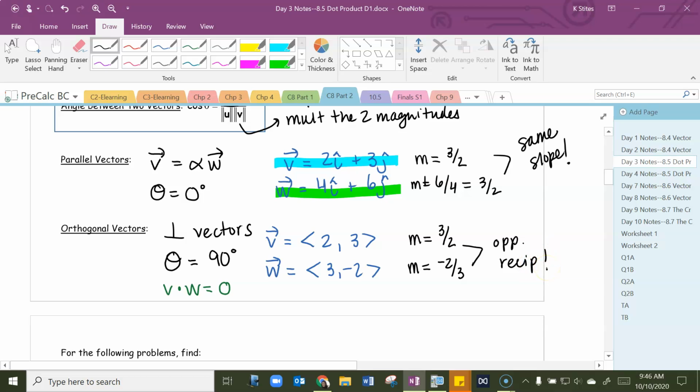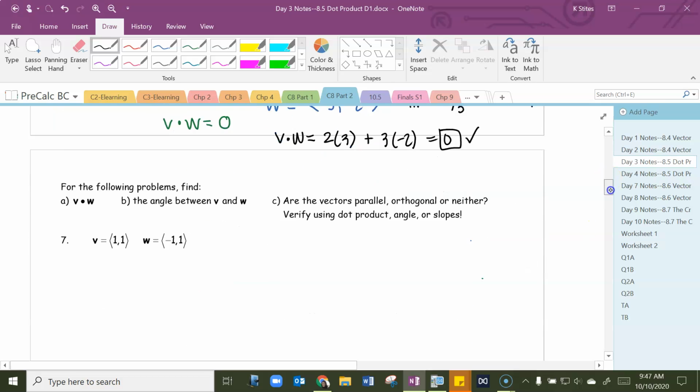All right, now let's see what happens when we do the dot product, because I just told you it should be equal to 0. To do v dot w, we would multiply the x components, and we would add that to multiplying the y components. 6 plus -6 is 0. That will work every single time. And again, it's because with opposite reciprocal slopes, the x's and y's are switched, but one of them is negative and one is positive, so they'll always cancel each other out.